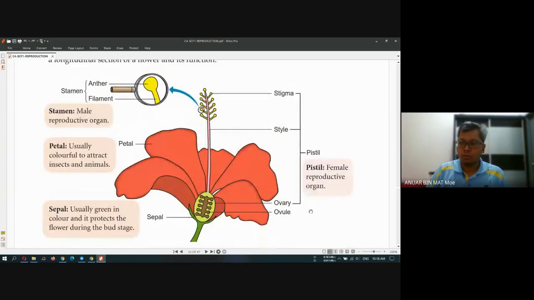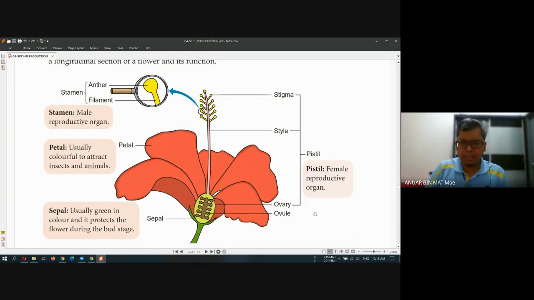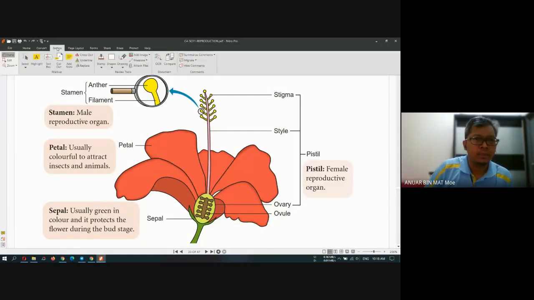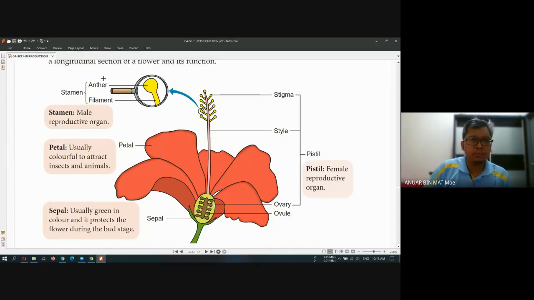Right? So we take a look one by one. This is the typical, normal kind of flower. They take the hibiscus flower as an example of a plant. In a typical flower, there are two parts. One is called stamen and one is pistil. I just squared it for you. This one is stamen. Okay, this one is stamen.